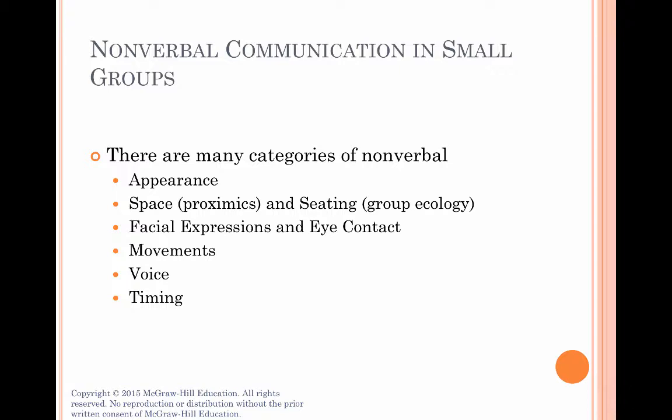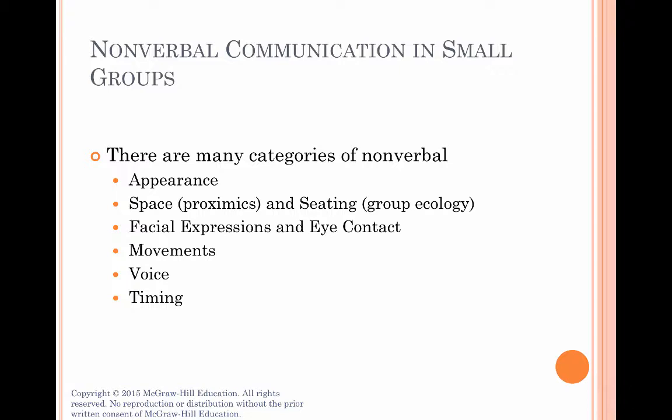The seating arrangement of people in meetings, known as group ecology, can say a lot about the relationships in the group. If people are sitting close to each other, even if there's room to spread out, that tends to signify that they like each other. If everyone sits close together except for one person who prefers to sit away from everyone, that might signal that he or she does not feel like they're part of the group.